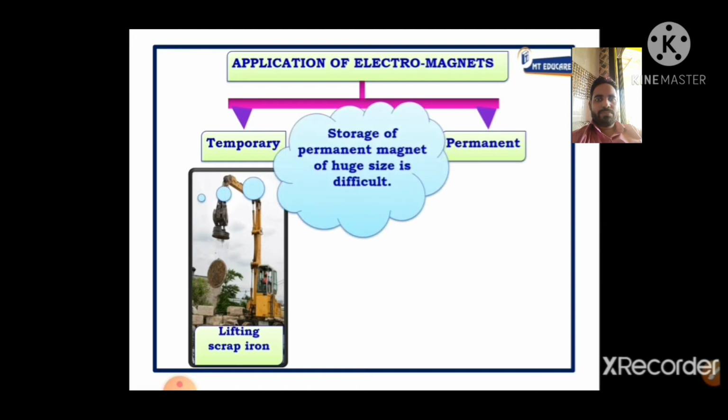Storage of a permanent magnet of such a large size is difficult. We cannot store a permanent magnet of that size. It is a bit difficult.